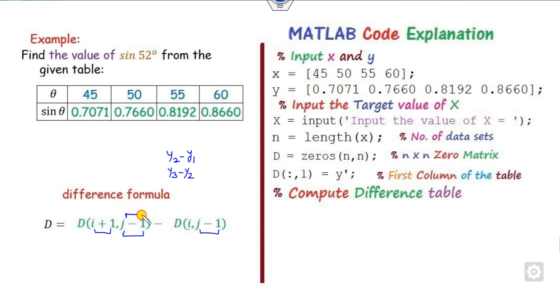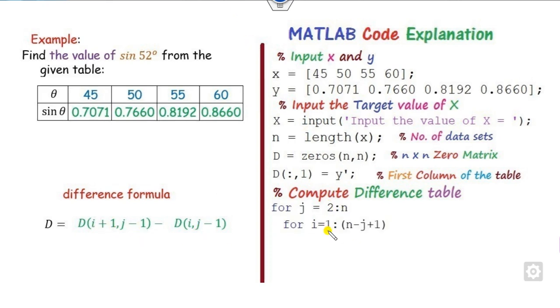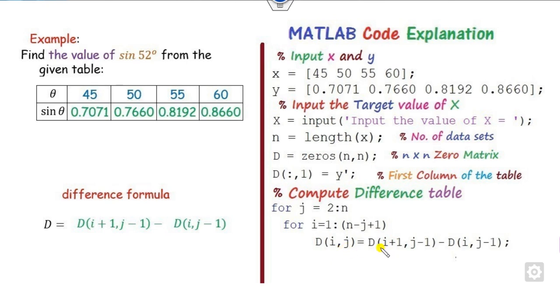Now since it is I plus 1, I have to write the value here: x, y, delta square. This value is already stored in the first column, and the next value is stored in the second column. So I can start the column loop from 2 to n. And how many rows are there? We can start from the first row to n minus j plus 1, and I can write this formula as D of i, j is capital D of i plus 1, j minus 1, and so on. Once you write this, you can see we will compute the difference table.